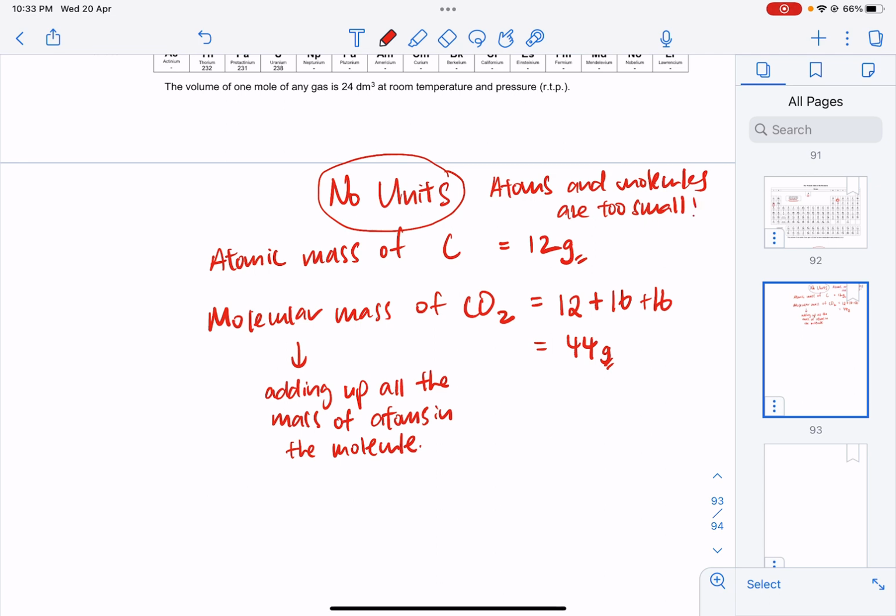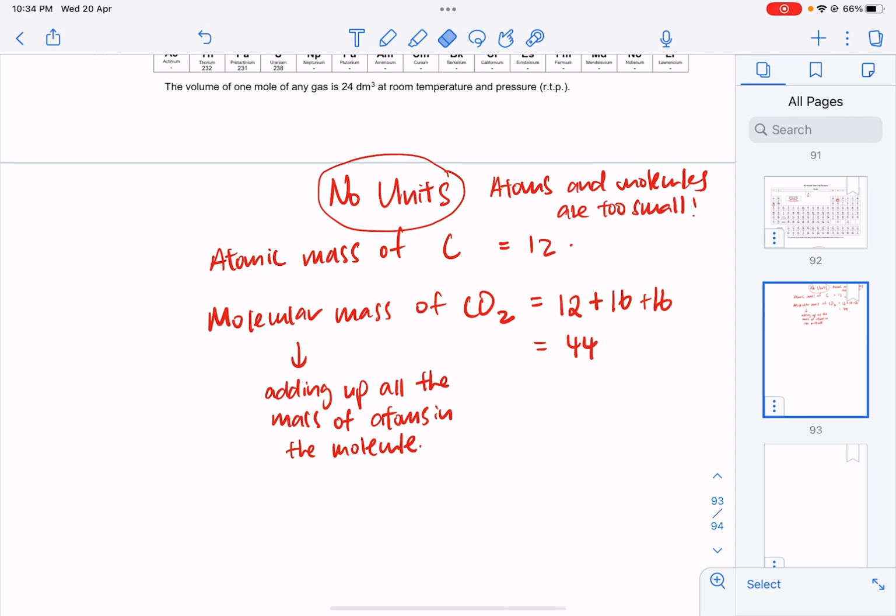Okay? Hence, you cannot say that the atomic mass of one atom is 12 gram, because 12 gram is pretty heavy. So you cannot use that. You can just leave it as a unit of 12. And for carbon dioxide, it's a unit of 44. There's no unit, so it's just 44.